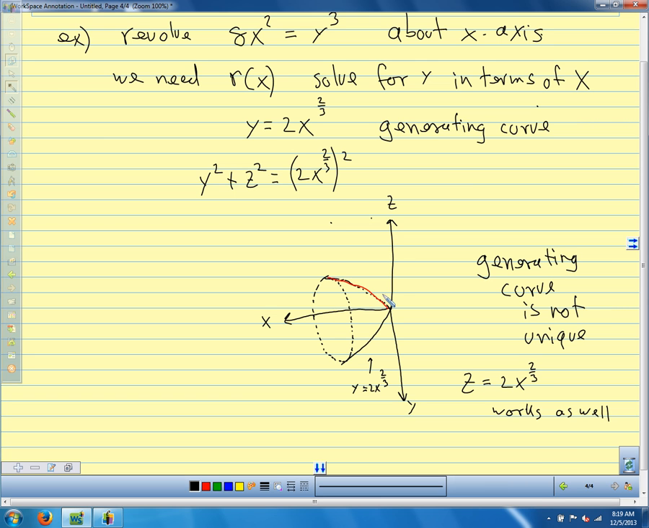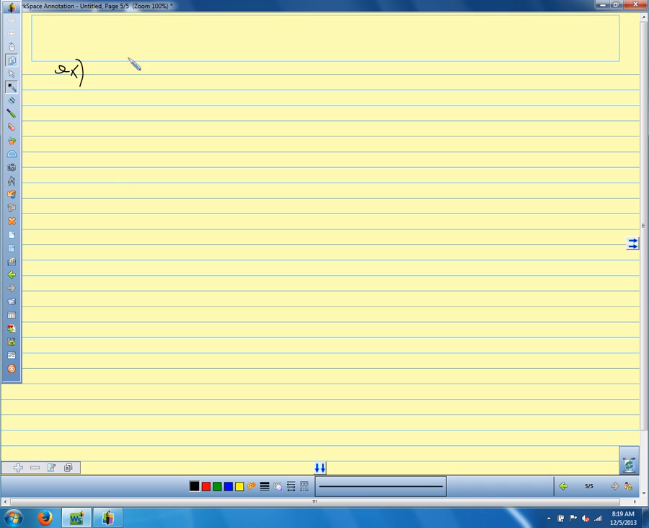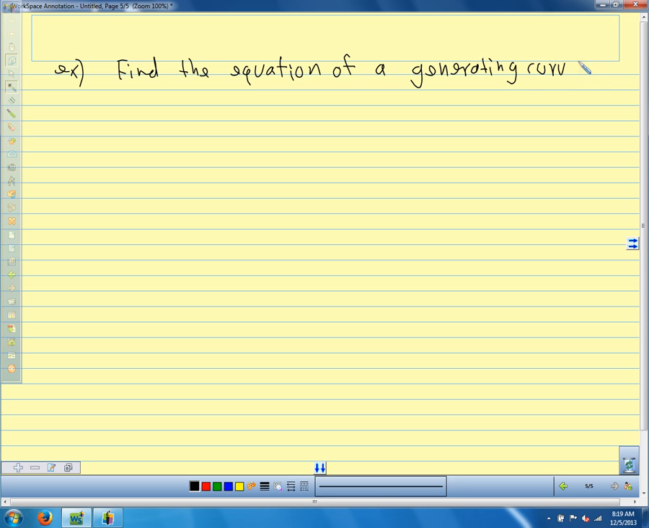All right, so now we want to go the other direction. Now we want to be given the equation of a surface, and find a generating curve for a surface of revolution. So let's look at this again. We want to find the equation of the generating curve, and we have x squared plus z squared minus 3y squared equals 0.